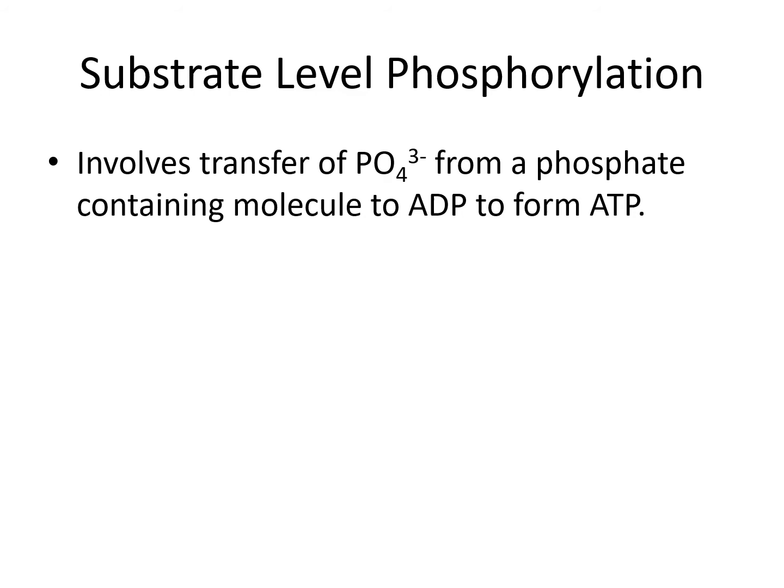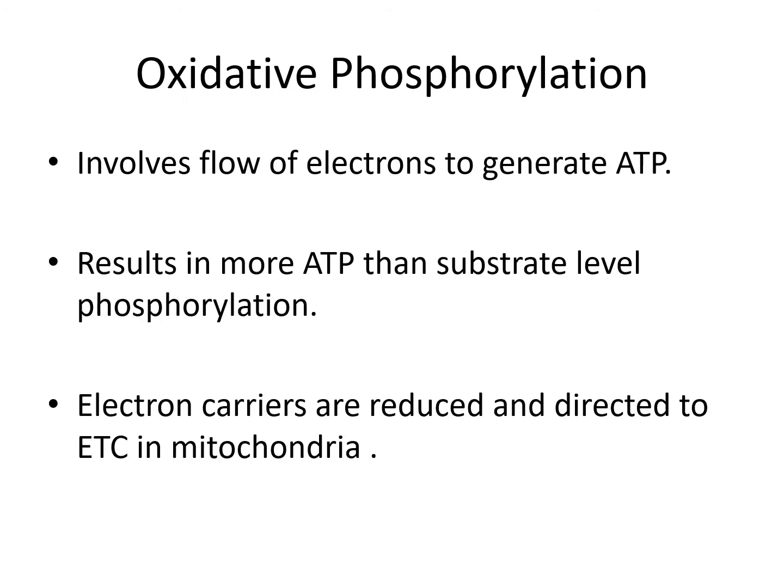Substrate level phosphorylation, as we said, involves the transfer of phosphate from a phosphate-containing molecule to ADP. Then ADP accepts this phosphate to form ATP. Okay, so this is substrate level phosphorylation, pretty much straightforward, and pretty much the way you've seen this up to now in SCB 203 and SCB 204.